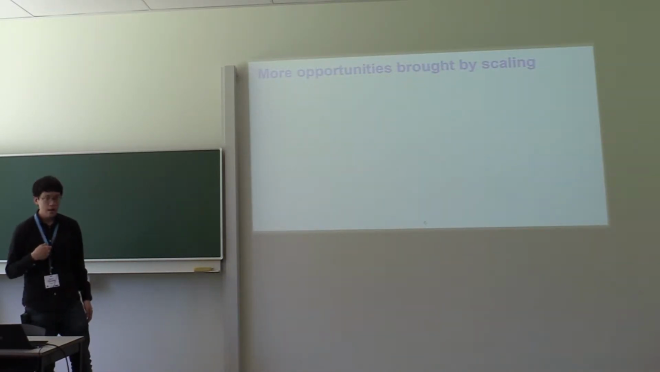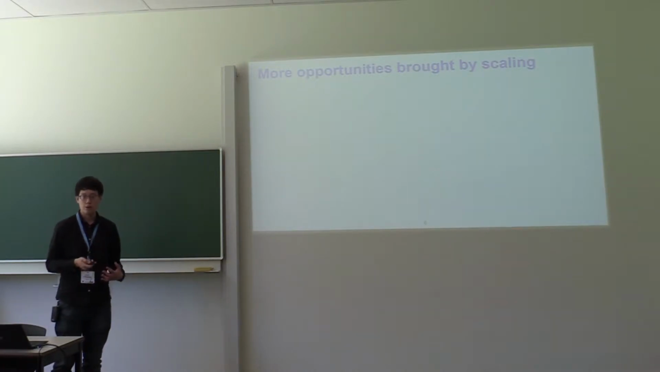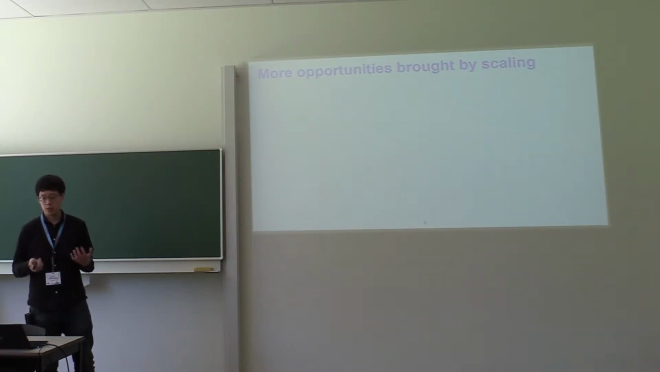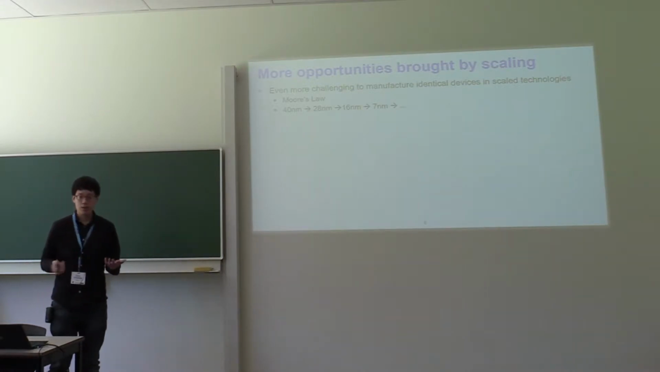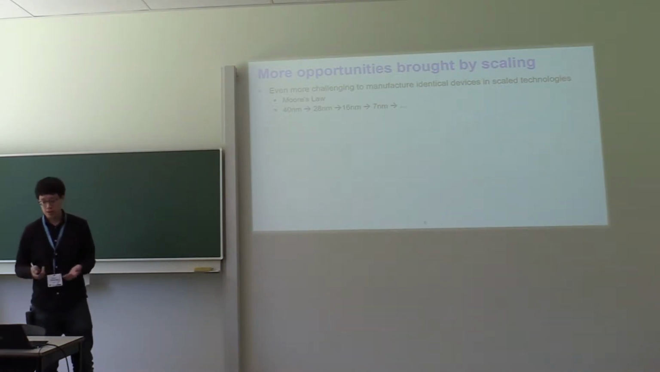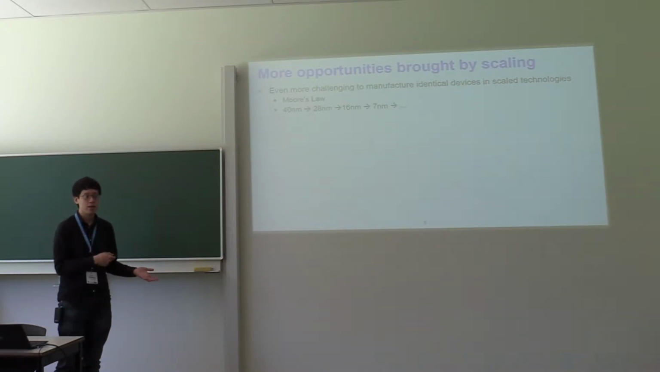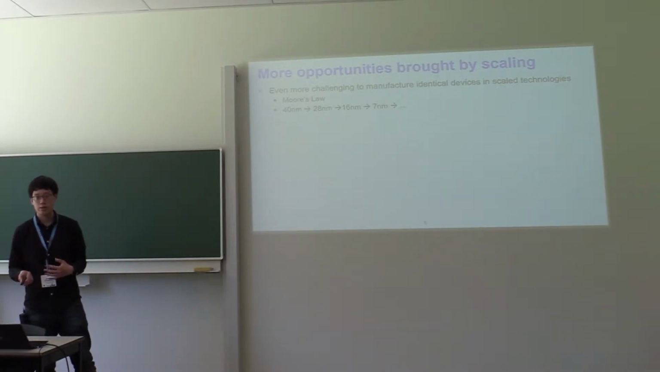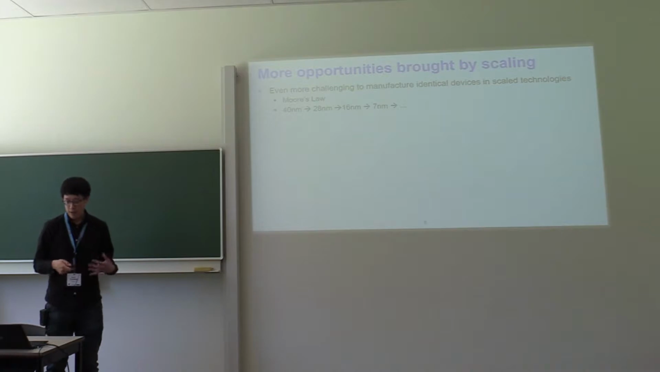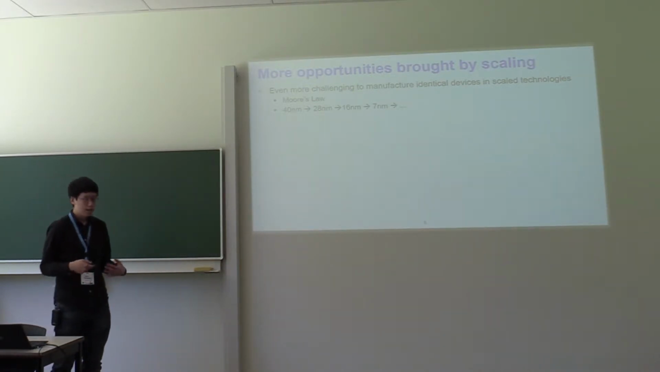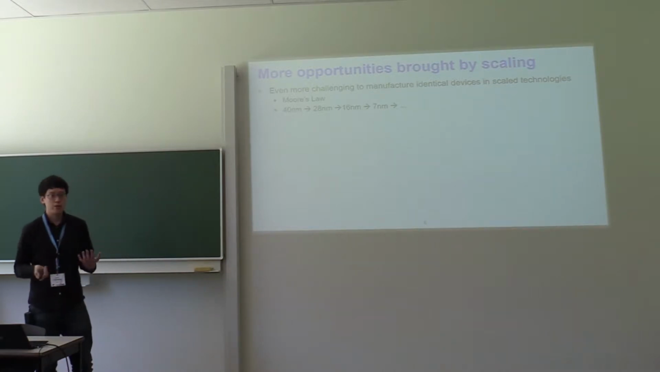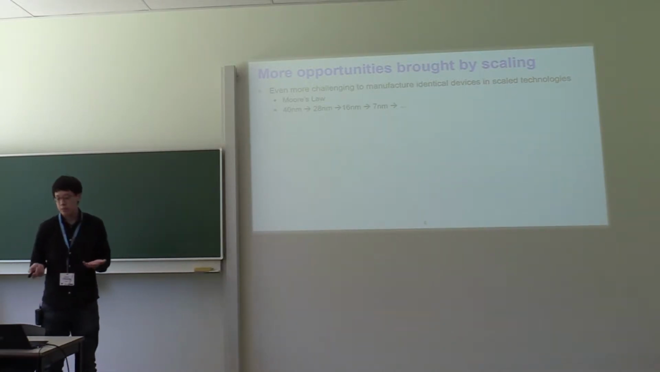So why is PUF now of interest? Because as the technology scales, we actually have more variability that we can exploit. When you talk to semiconductor people, they always talk about Moore's law, which is basically that the dimension of the transistor shrinks by a certain scale in a certain time. For example, technologies have now moved to 7 nanometer and even beyond.